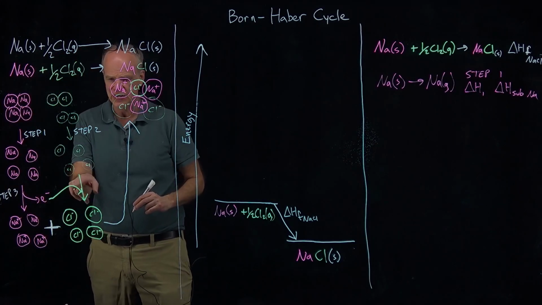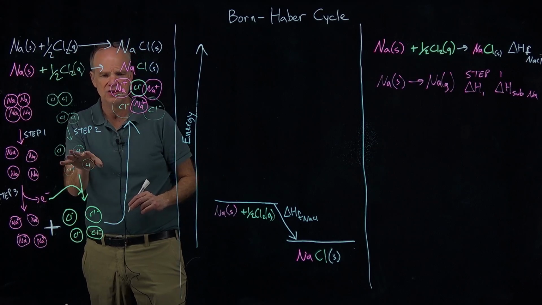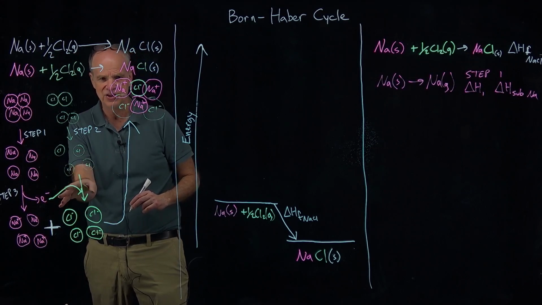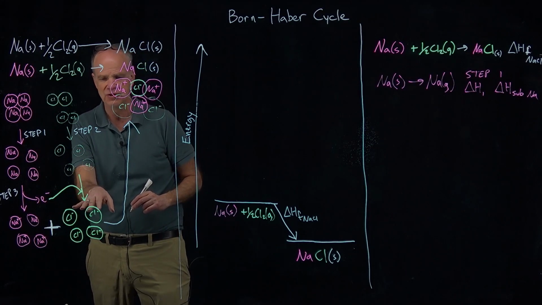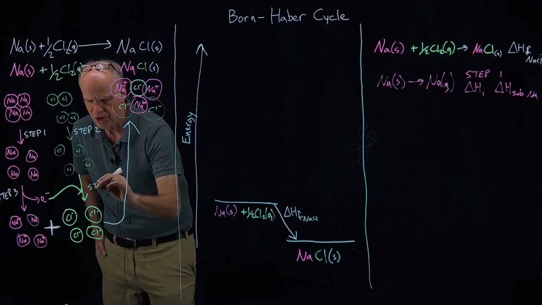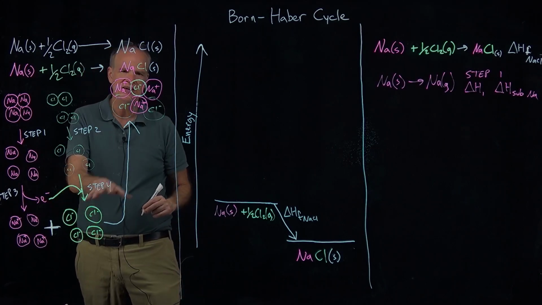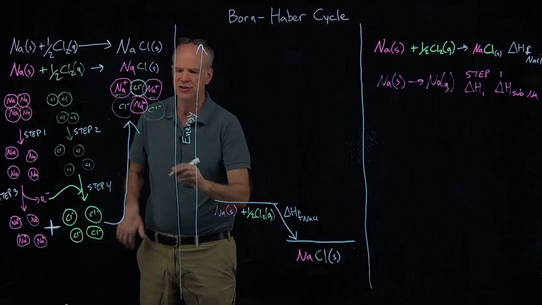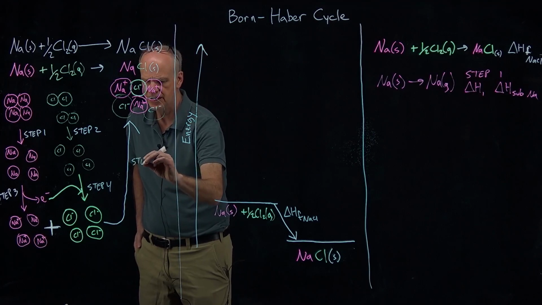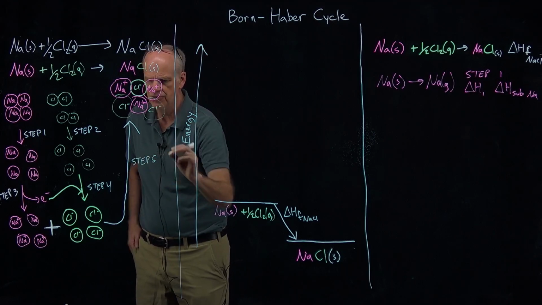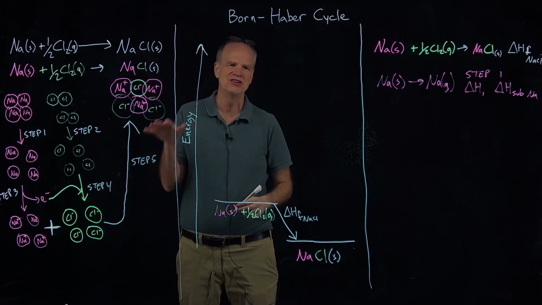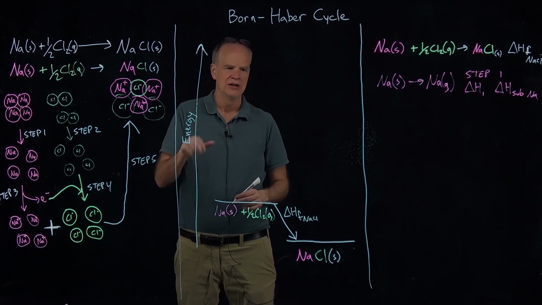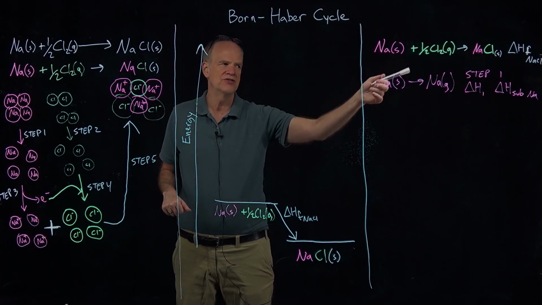Next, step 4 is usually where you take the chlorine atoms and you get the electrons from sodium and add them to form chloride ions. So this is step 4. And then finally, adding the ions together to form the salt here is step 5. Okay, so now what I want to do is relate all this information in an energy diagram. And then I'm going to write stuff up there.